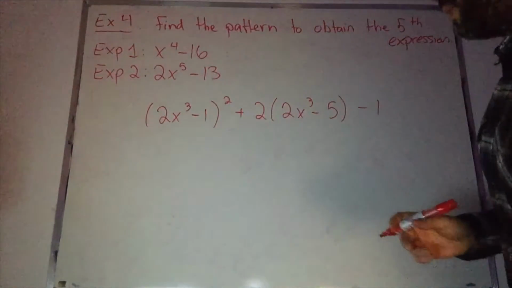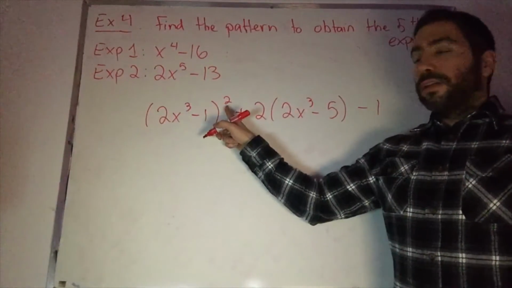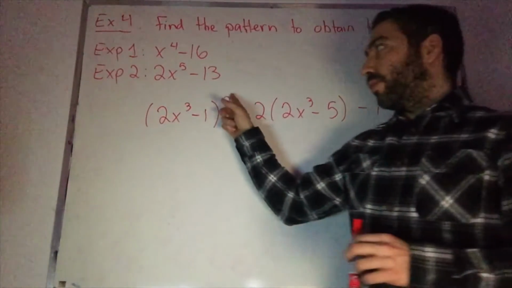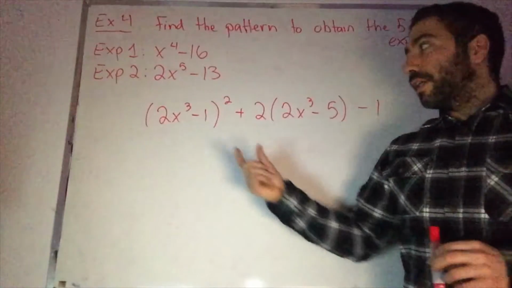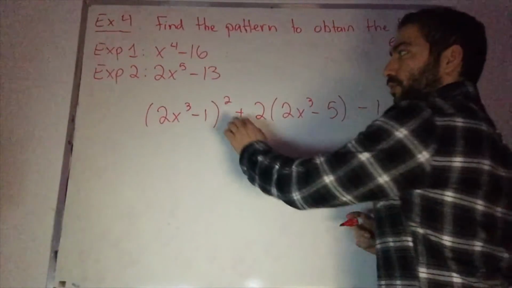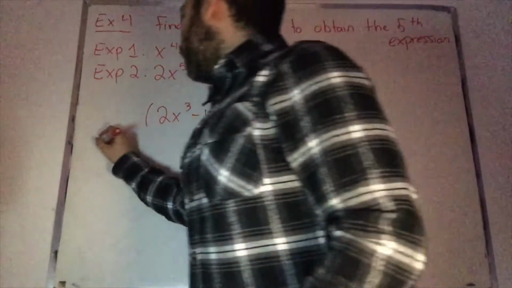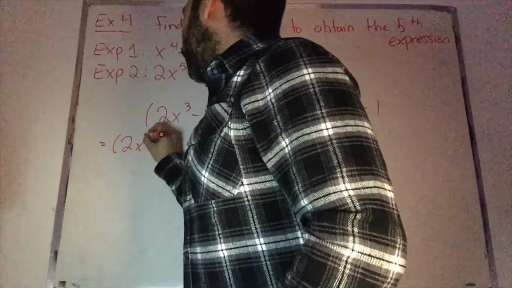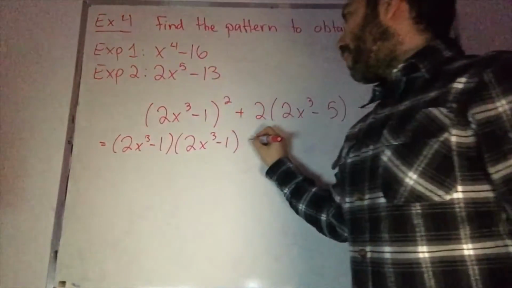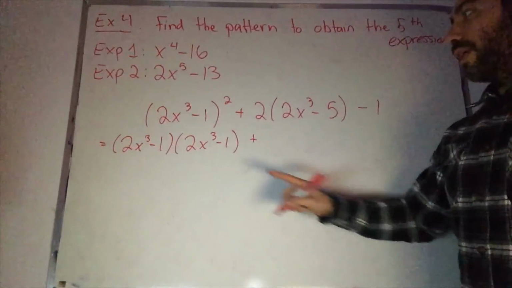So what we have to do over here is first deal with the exponent 2. 2x cubed minus 1 squared. Remember, don't distribute the 2. This is a very common mistake. This means to write this twice. So this is a secret FOIL question. So instead of writing squared, let's write it as 2x cubed minus 1 times 2x cubed minus 1. Okay, so that's clear now.